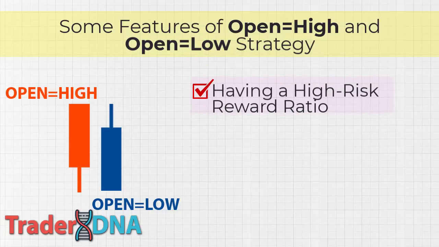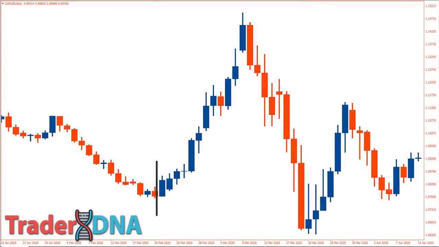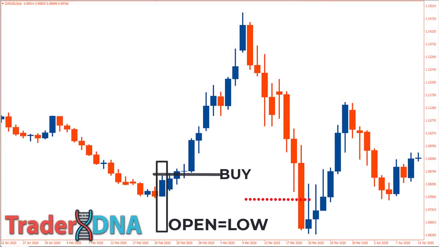Having a high risk-reward ratio. Usually, the Open High and Open Low strategy carries a high risk-reward ratio. This generally happens because intraday trading works slightly differently, and the Open High and Open Low strategy enables investors and traders to set up stop losses near the strike price under the intraday method of trading.